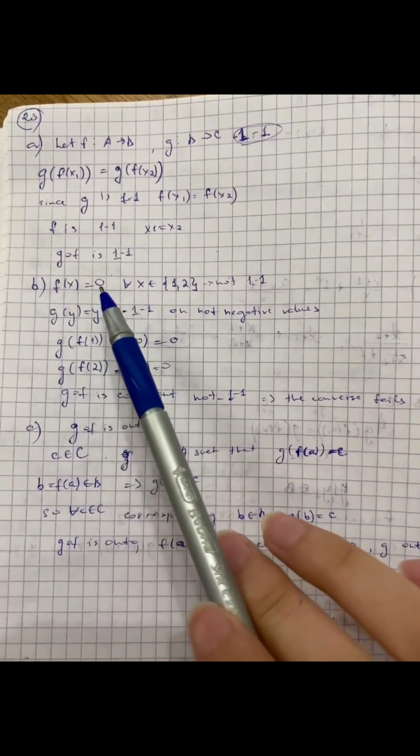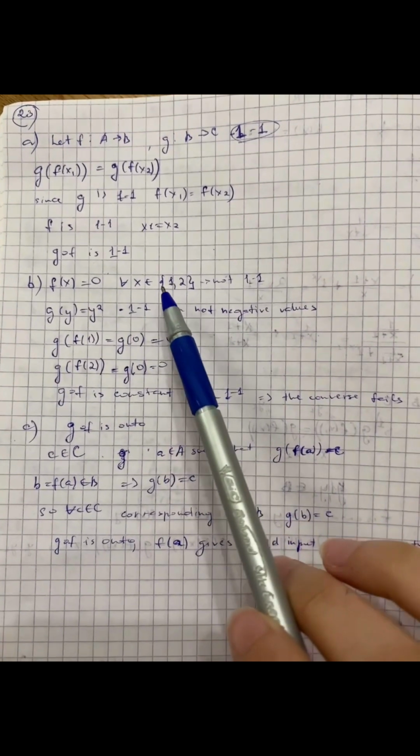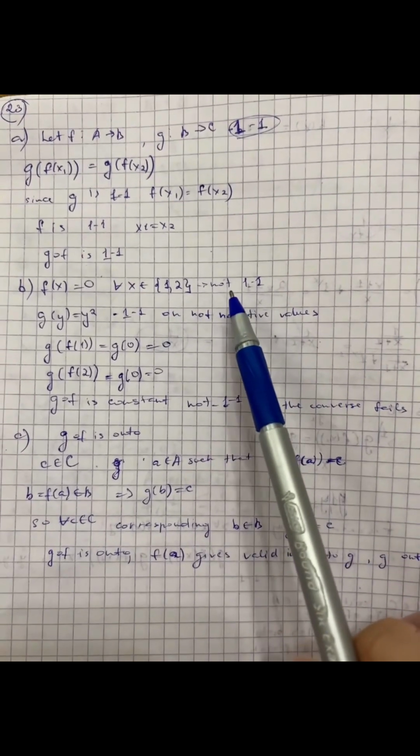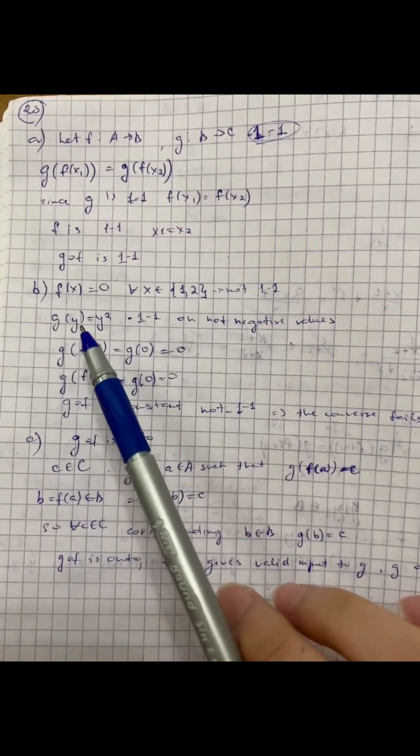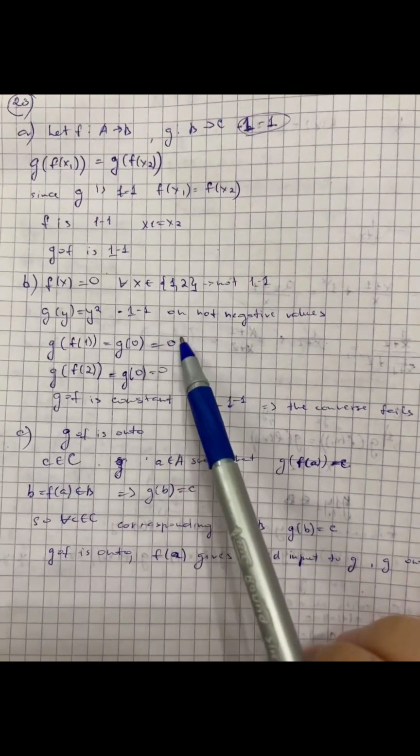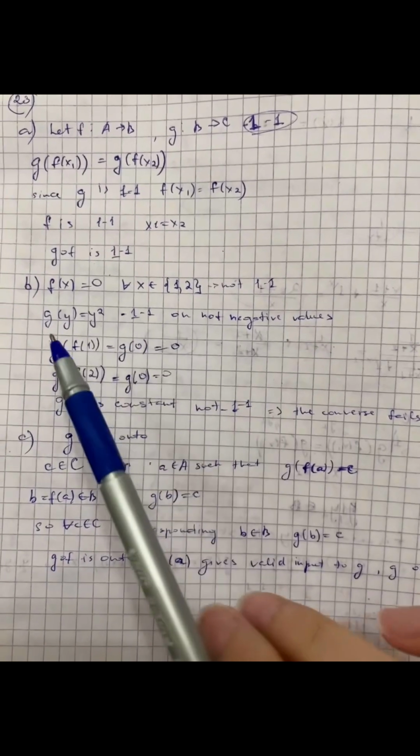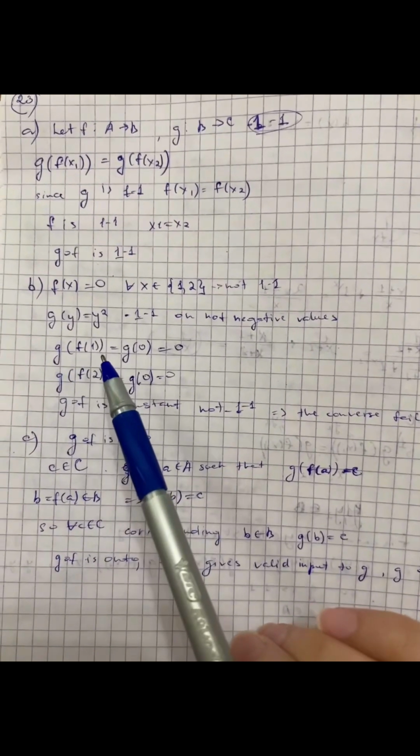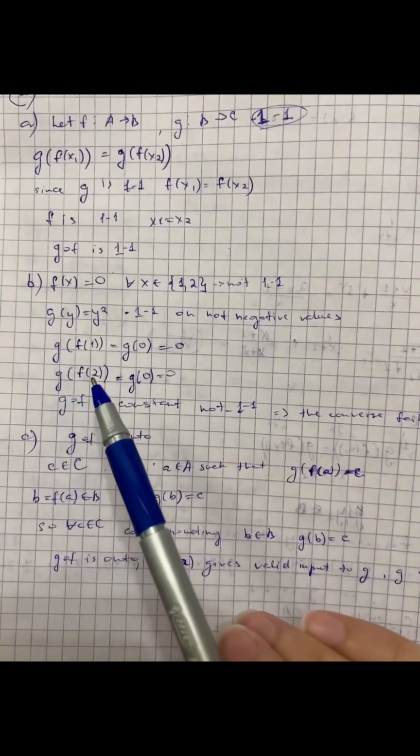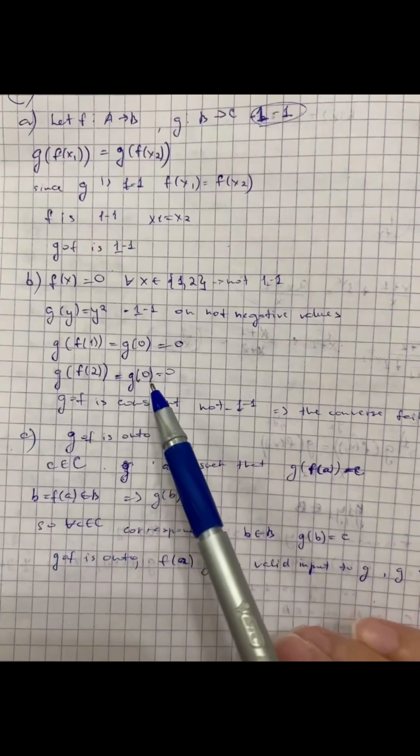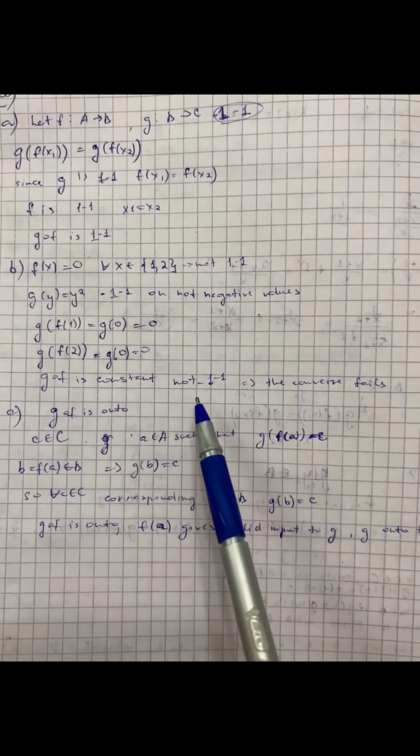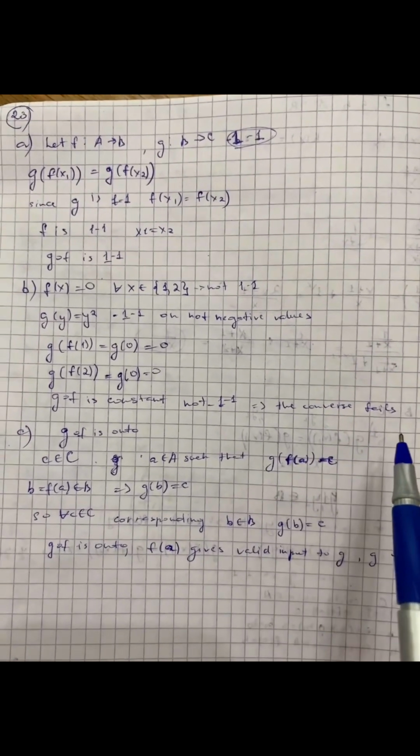f of x is equal to 0 for every x in the set. It's not 1 to 1, so g of y is equal to y squared, which is 1 to 1 on non-negative values. So g of f1 we get 0, g of 0 is 0, g of f2 is also 0, and we get 0. So this composition is constant, not 1 to 1, so the converse fails.